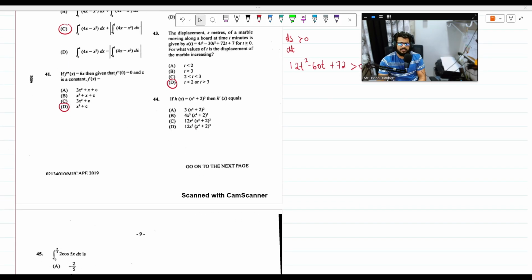If h of x is that, then the first derivative equals, so we're going to get 3 multiplied by 4x cubed multiplied by x to the power 4 plus 2 squared. So we're going to get 12x cubed on the outside times x to the power 4 plus 2 squared. So the answer is C.